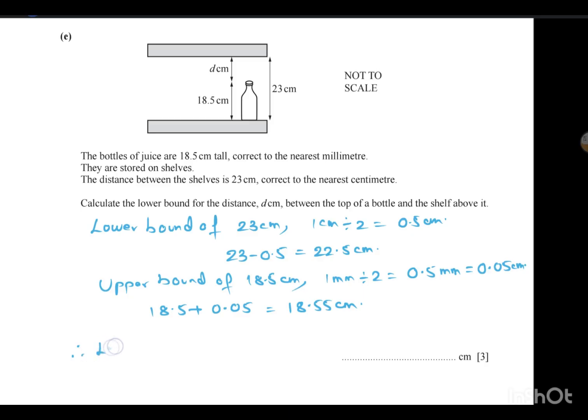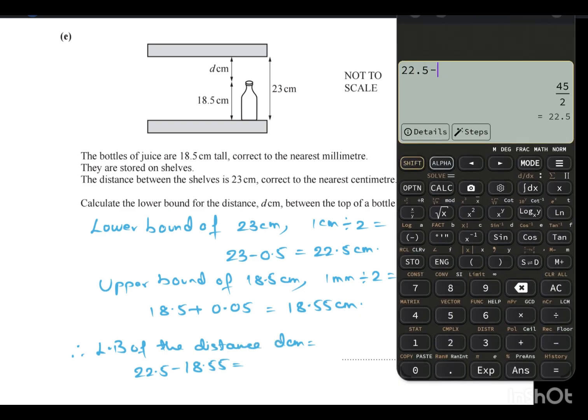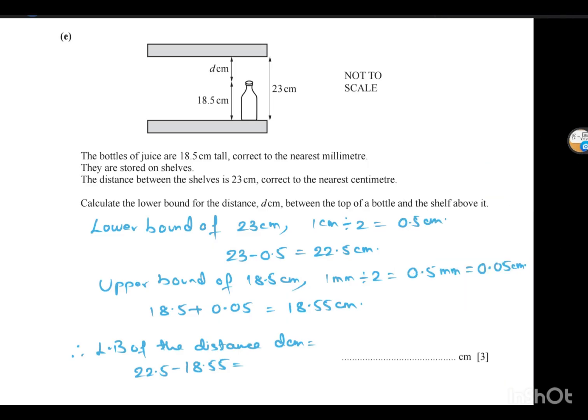Therefore now the lower bound of the distance d centimeters will be 22.5, from this we have to subtract 18.55. Find out 22.5 minus 18.55. 3.99, 3.995, sorry. 3.95 centimeters. This is the answer.